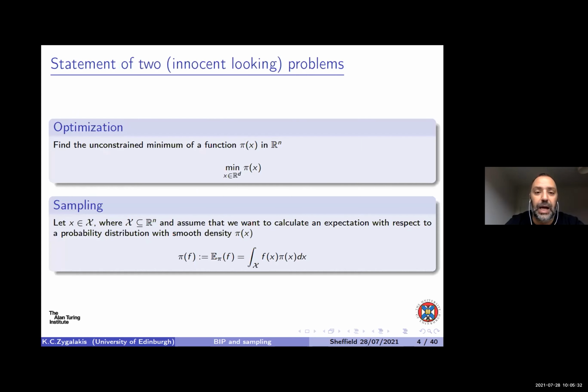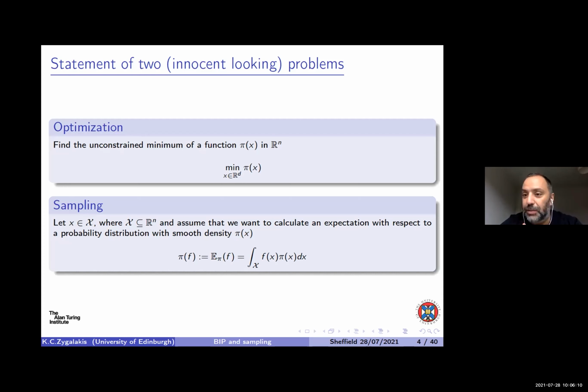But let me just start. Especially given that this is a student conference, I just want to show you two very simple problems. They're very innocent problems, but they keep appearing all the time, at least in my biased view, in everything that you're trying to do in applied mathematics. So the first one is optimization. Somebody gives you a function pi of x in R^n, already typo number one: it's n there, it's d in the minimum, but that's fine. And you try to calculate the minimum of it.